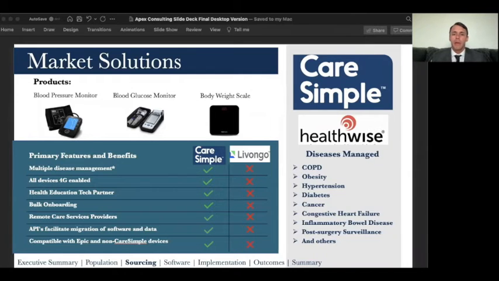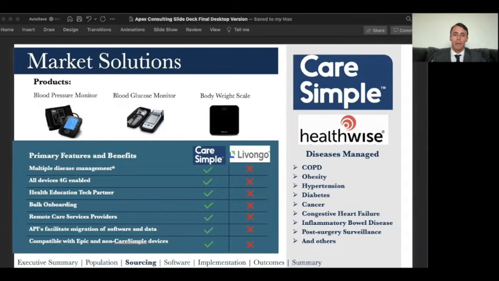So in order to expand RPM to the desired patient population, Apex Consulting found that the most suitable RPM service is CareSimple. Now, although CareSimple and Harris Health's current vendor, Livongo, share some capabilities, CareSimple has a number of distinguishing services that really make it competitive when compared to Livongo.